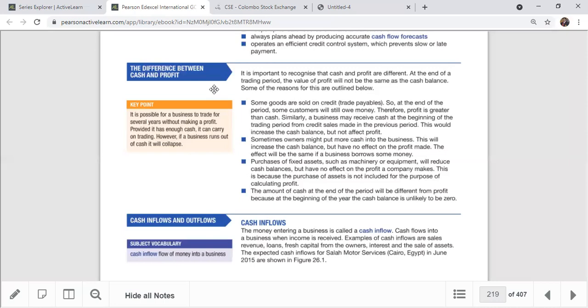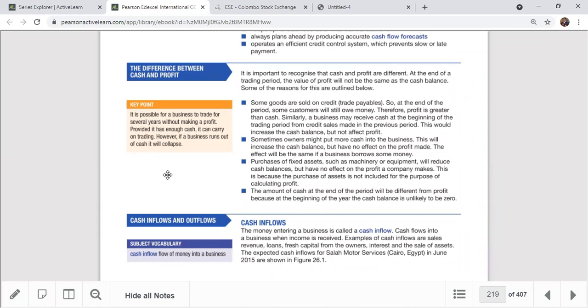Okay, so I would ask Devane, can you read the first four points? Yes, sure, sir. Some goods are sold on credit, trade payables. So at the end of the period, some customers will still owe money. Therefore, profit is greater than cash. Similarly, a business may receive cash at the beginning of the trading period from credit sales made in the previous period. This would increase the cash balance but not affect profit.